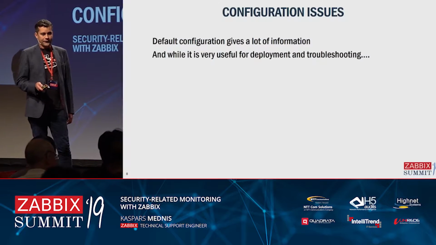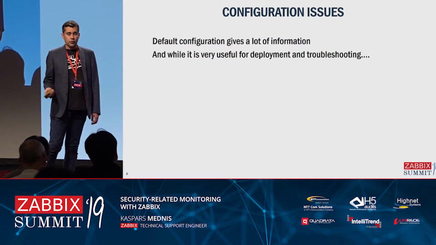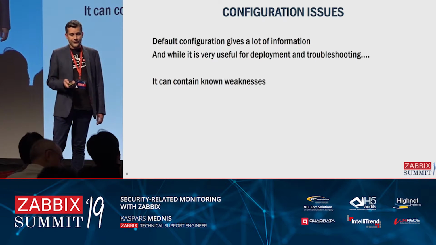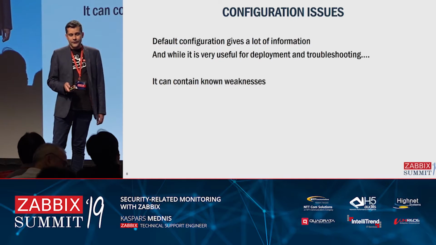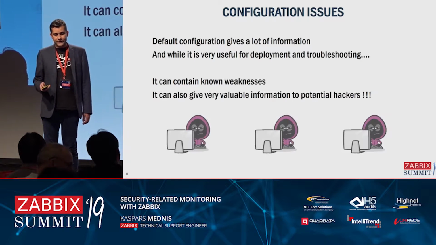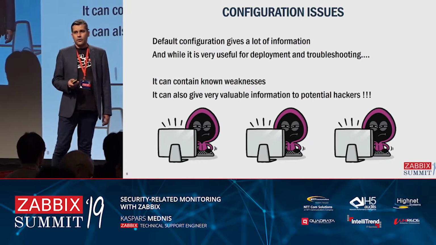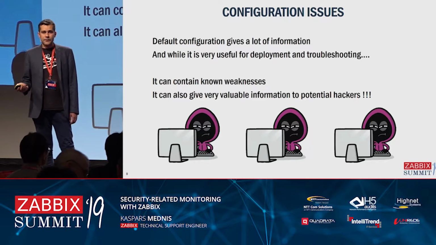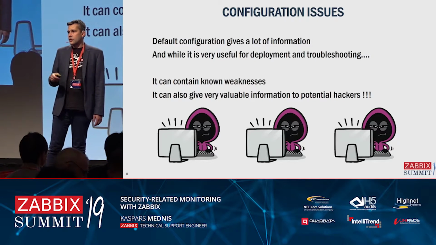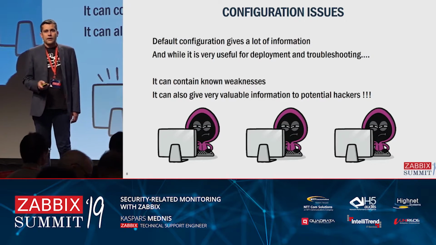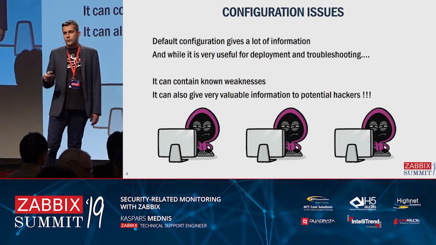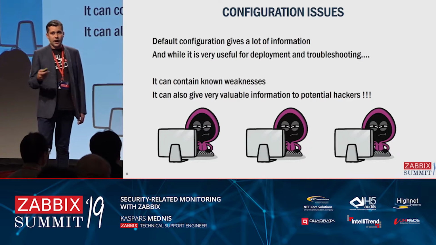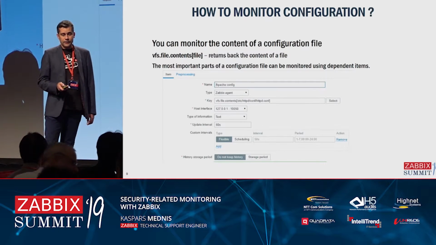Next, config files. With Zabbix, you can also monitor your configuration. Zabbix can read config files, and config files can contain known weaknesses, and by default they also give a lot of information to the world. Some people, by intention or just randomly having fun, can use those vulnerabilities to hack into your system. So it is really recommended to do some hardening on configuration. And how to do it?